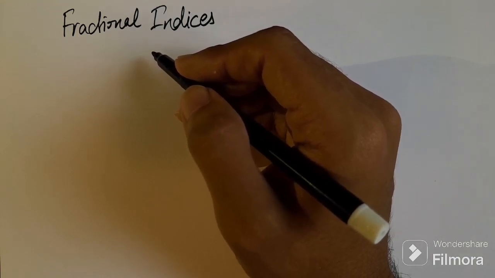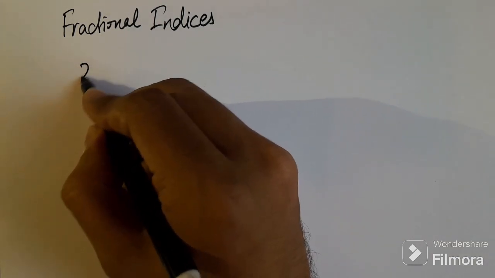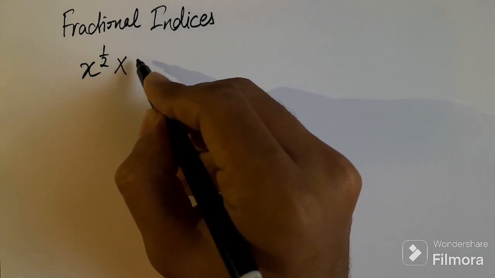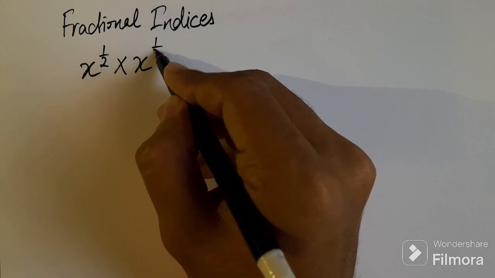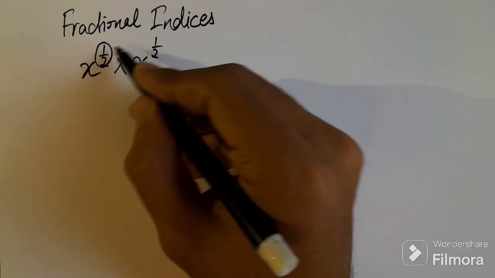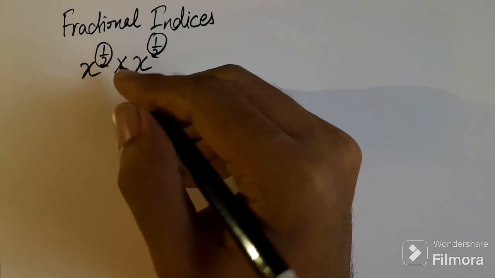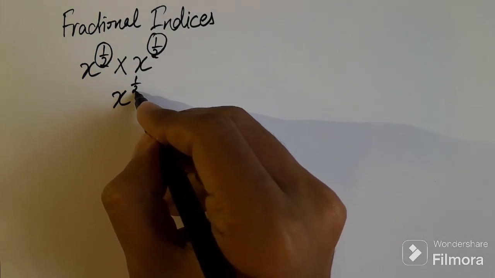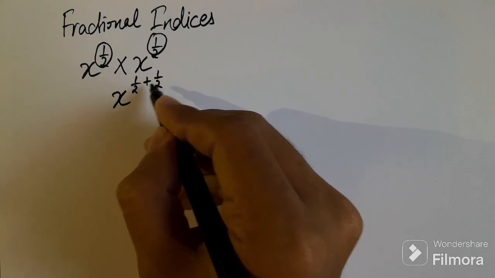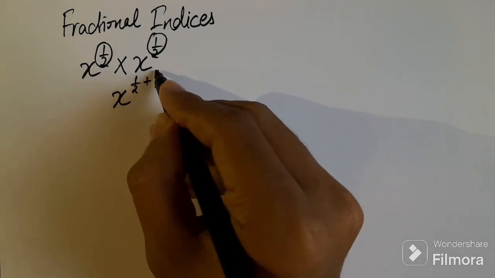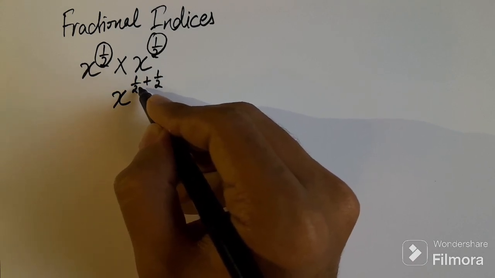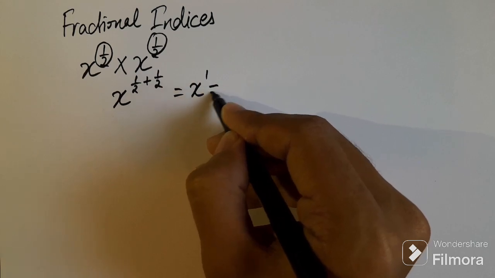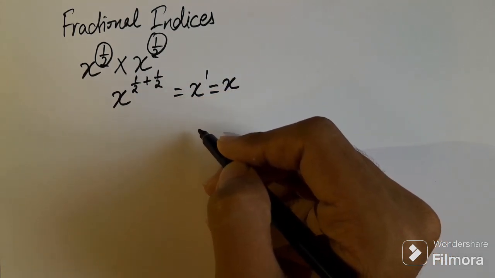For example, if we have x to the power of 1 over 2 multiplied by x to the power of 1 over 2, these powers will add up together, so we will write x to the power of 1 over 2 plus 1 over 2. Both denominators are the same, so 1 plus 1 is 2, so this will be 1. So x to the power of 1, or x, will be the answer.